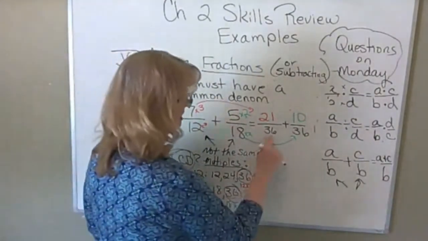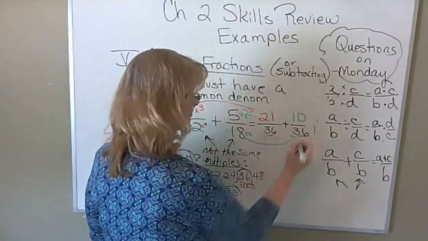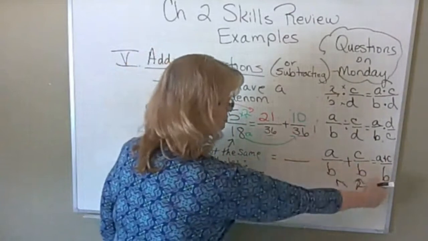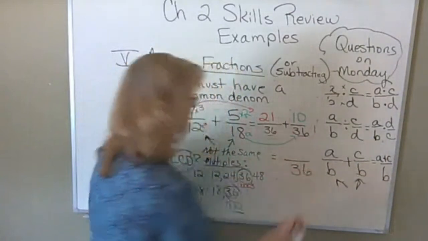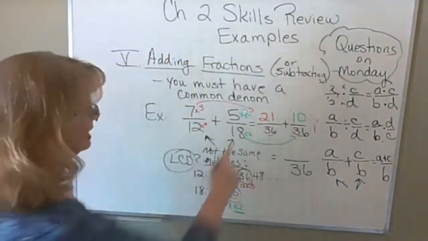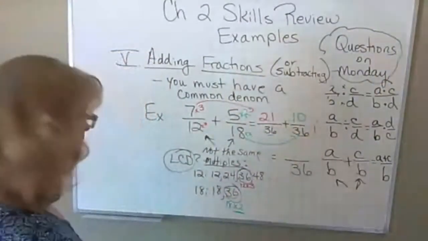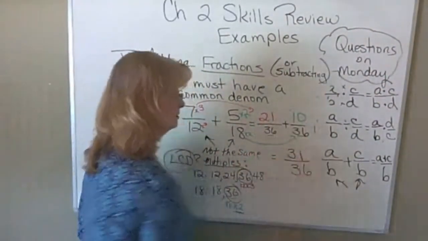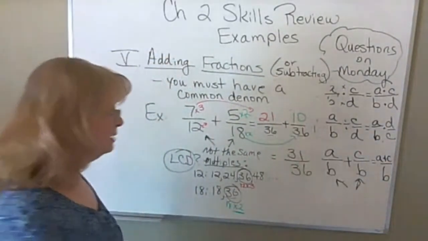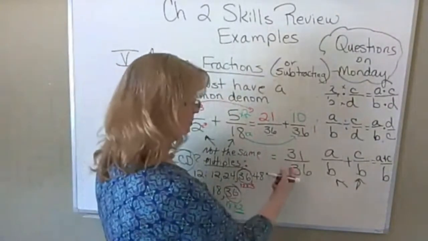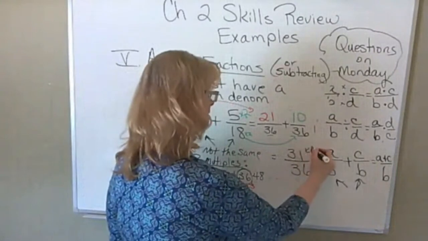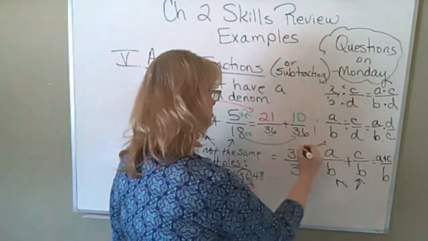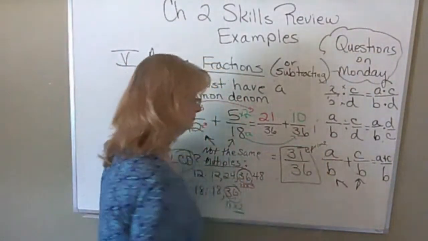Now I have the same denominator, so I can use this rule. I keep the common denominator and I add those two numbers, 21 plus 10. And we would reduce if we could. This won't reduce. 31 is prime. So this is done.